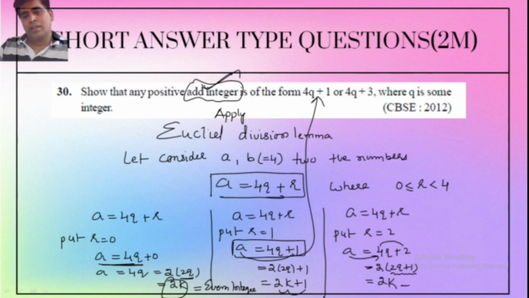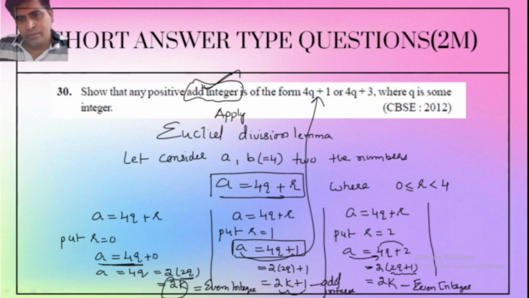Again I got an even integer here. So I cannot take this value, a equals 4q plus 2. Why? Because this is an even integer, but the middle part, this is an odd integer. I have to consider this odd integer.